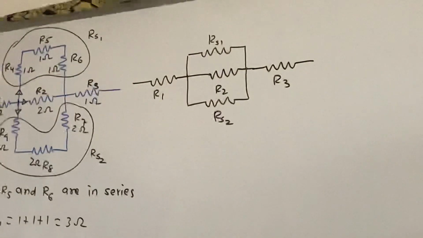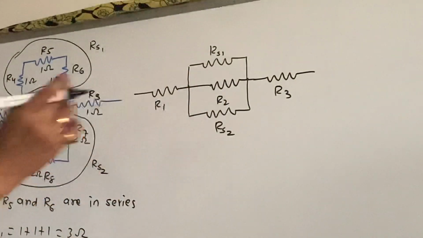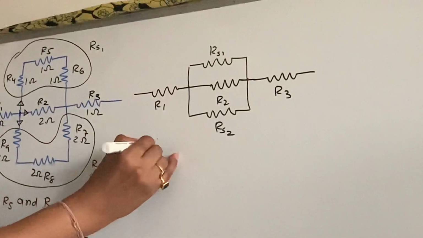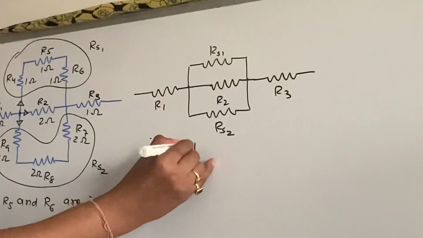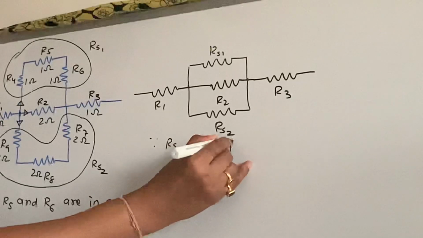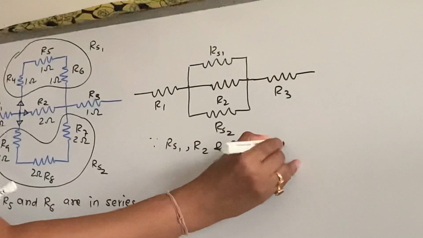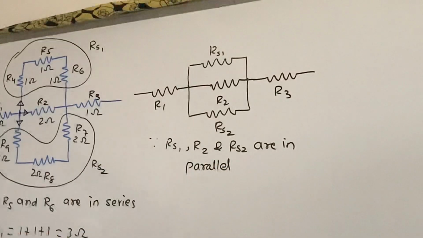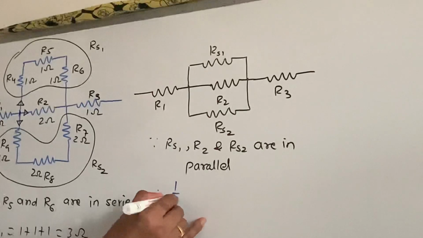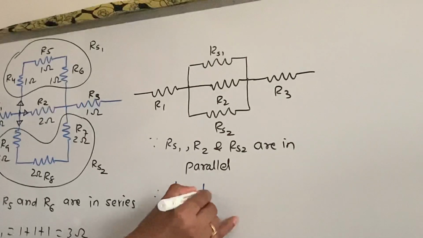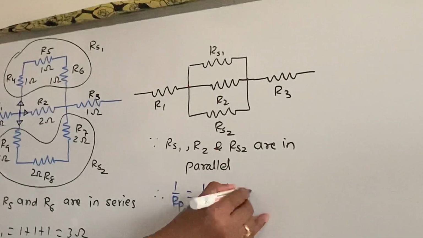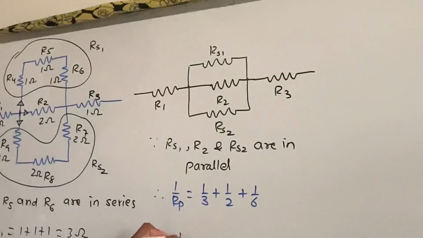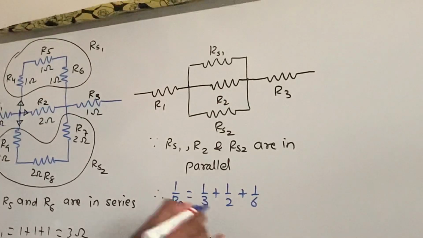Now, how will you connect them? These three are in parallel. So since RS1, your R2 and RS2 are in parallel, when they are connected in parallel, what will happen? 1 by RP is 1 by 3 plus 1 by 2 plus 1 by 6. If you solve this, this comes up to be RP is equal to 1.